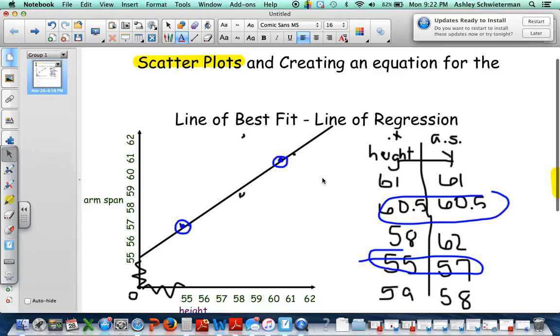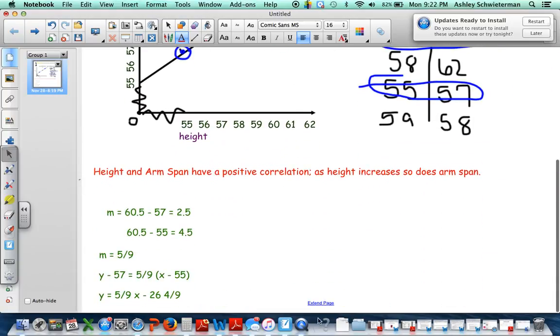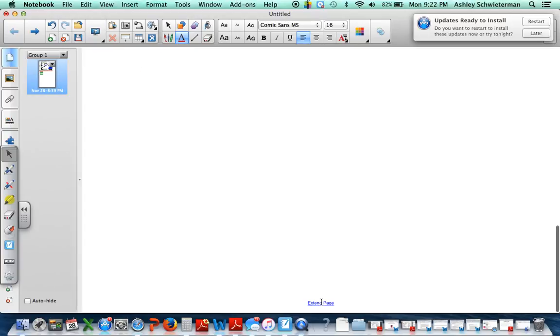And no correlation is when it has a bunch of points.